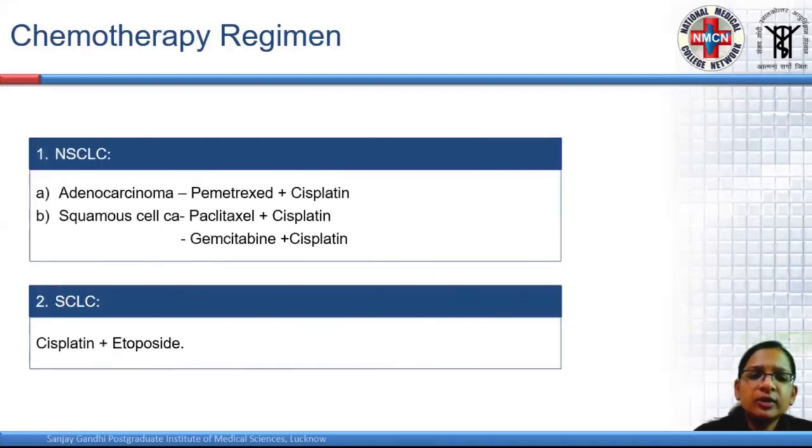Chemotherapy regimen in non-small cell lung carcinoma: preferred in adenocarcinoma is pemetrexed and cisplatin, and in squamous cell we generally prefer paclitaxel and cisplatin or gemcitabine and cisplatin. And in small cell carcinoma, the chemotherapy regimen given is cisplatin plus etoposide.